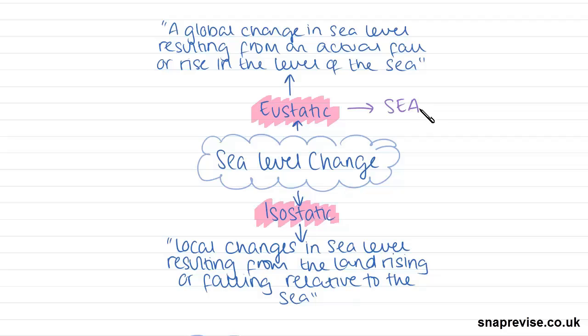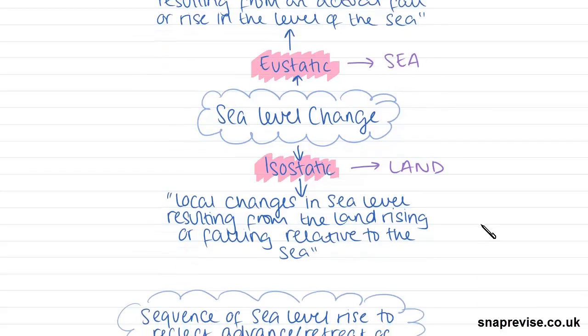Whereas on the other hand, isostatic sea level change is related to the land, and it's the sea level change in relation to the land. So local changes in sea level resulting from the land rising or falling relative to the sea level. And this is because land can either go through a period of uplift or subsiding. So this obviously changes the level at which the sea is at on the coastline. So isostatic is land and eustatic is sea, and we really need to remember those.